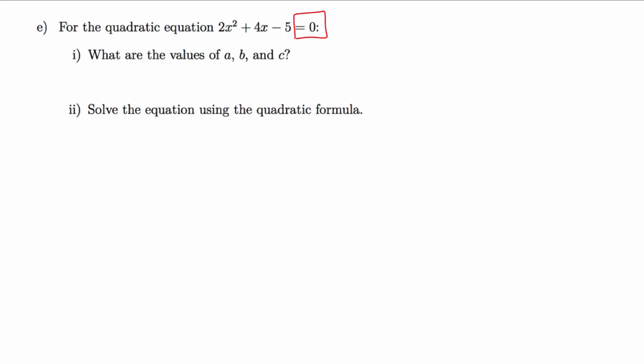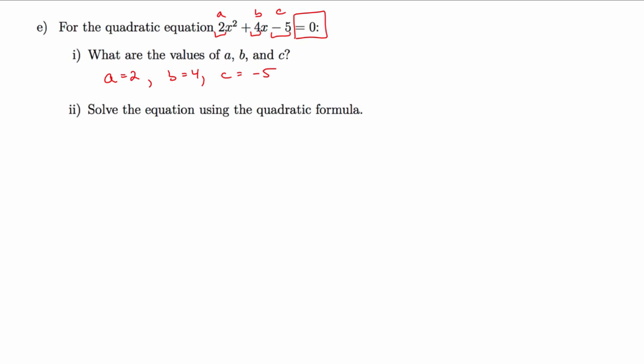The other part is you need to recognize from your equation what your a, b, and c values are going to be. So for this equation, 2x squared plus 4x minus 5 equals 0, the value of a will be 2, the value of b will be 4, and the value of c will be negative 5. It is important to connect the sign of the term with the coefficient, so c must be a negative 5 for this to work out properly.